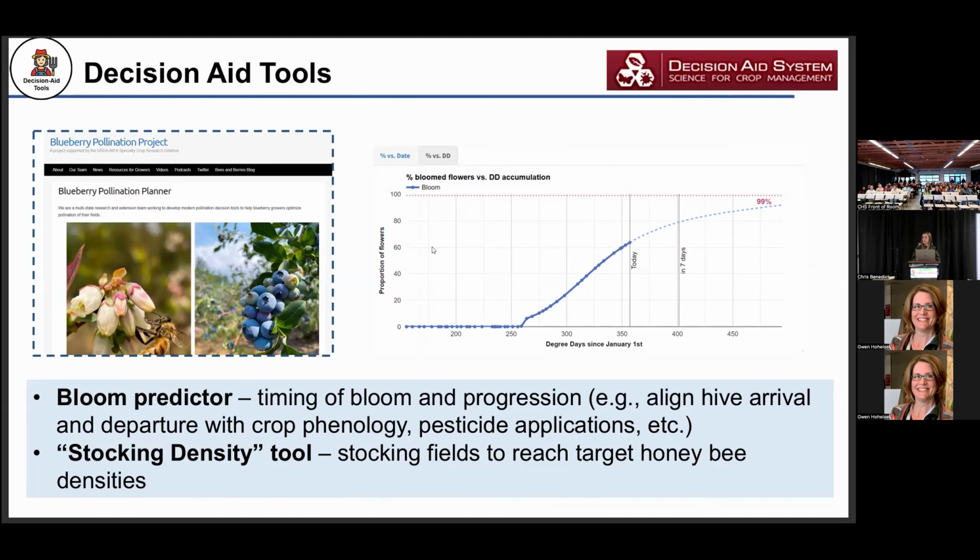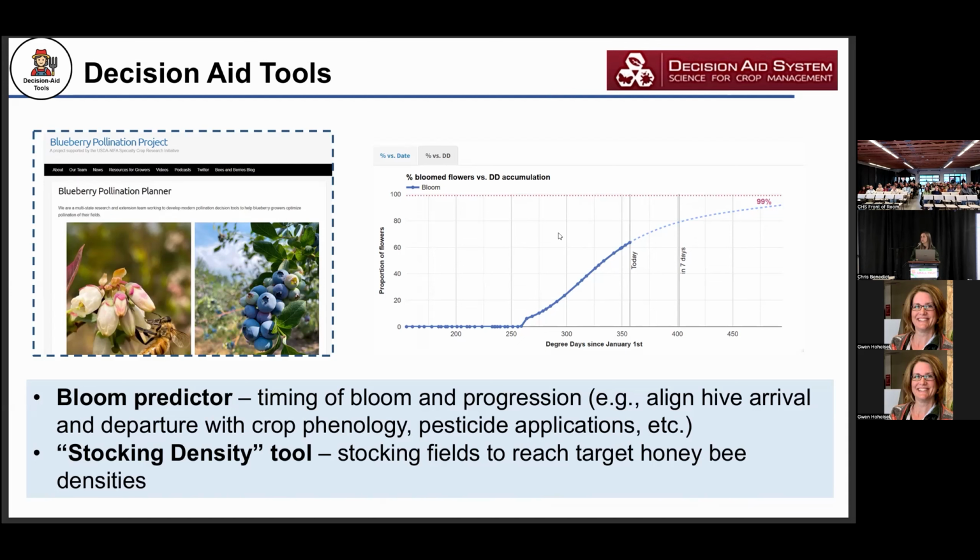One is the bloom predictor, and you're going to be able to indirectly access that through the decision aid system through Washington State University for free. What this bloom predictor does is it predicts, based on the environment, when bloom starts in your blueberry field and when it ends. So you can work more closely with your beekeeper in terms of aligning arrival of those bees as well as removal of those bees, so that you can start to implement practices like aphid management when those bees are gone. So here's just a screenshot of what that looked like. That should be rolling out in a couple of months for you to use.